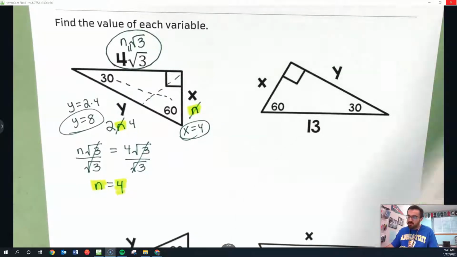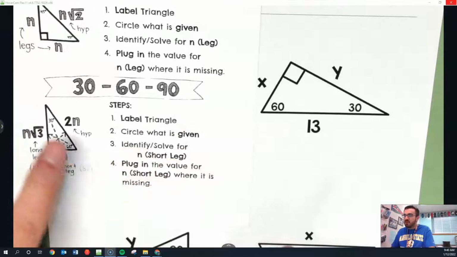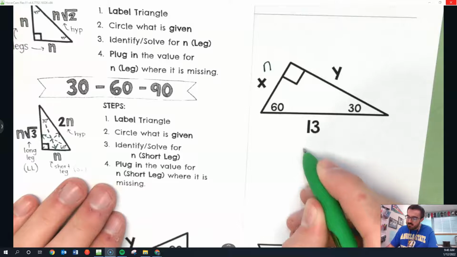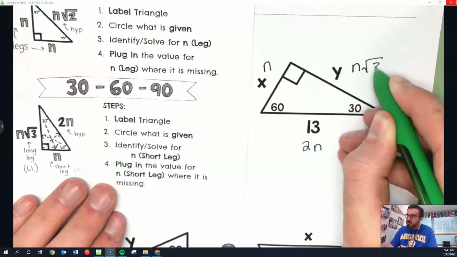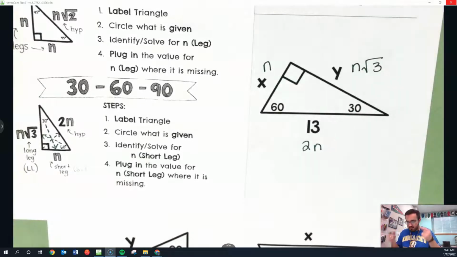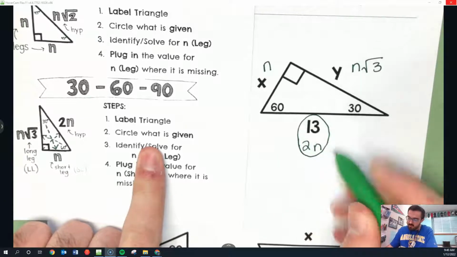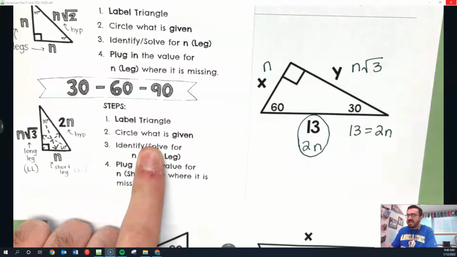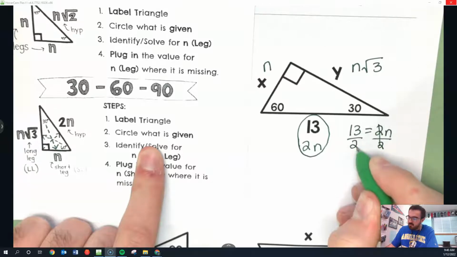Label the triangle. Across from 30 is always n. Across from 90 is always 2n. Across from 60 is always n root 3. Hopefully that's starting to feel good to you. Okay, circle what is given. This is what was given. We make an equation. 13 equals 2n. Is n by itself right now? It is not. So we're going to divide both sides by 2.